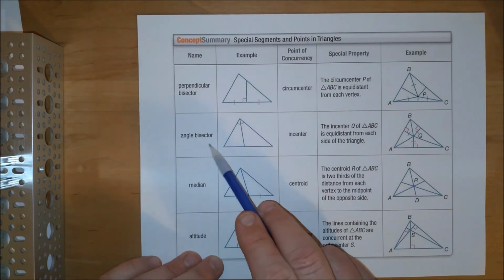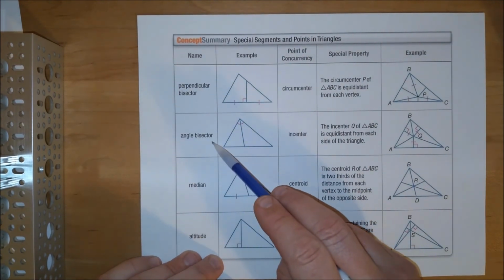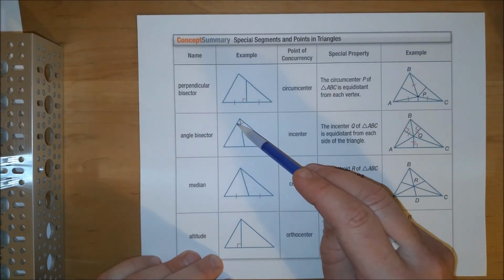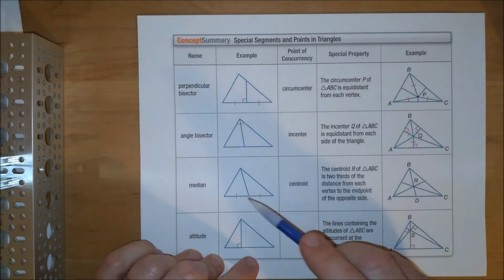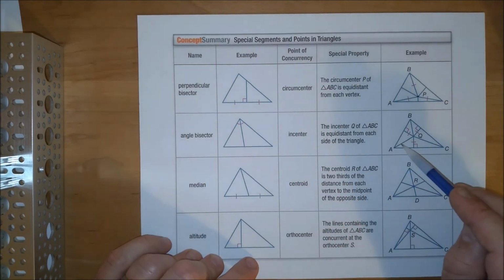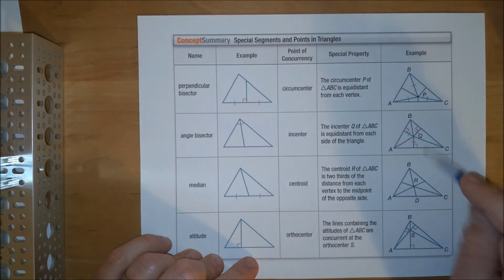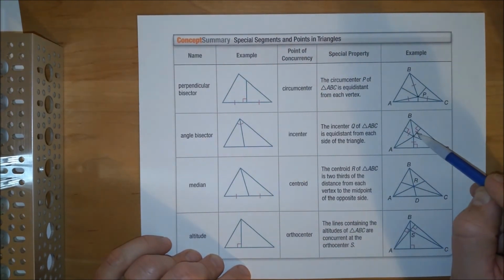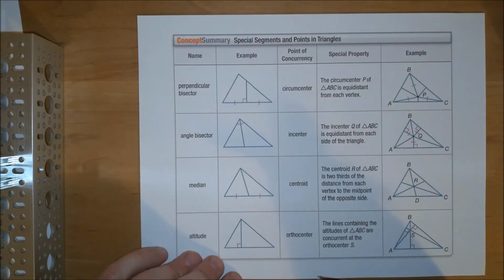We also learned about angle bisectors. An angle bisector is drawn from a vertex such that you cut the angle into 2 equal angles. Okay, and if you draw all 3 angle bisectors in a triangle, they're going to converge at this point called the incenter. And the incenter is cool because it is equidistant from the sides of the triangle.